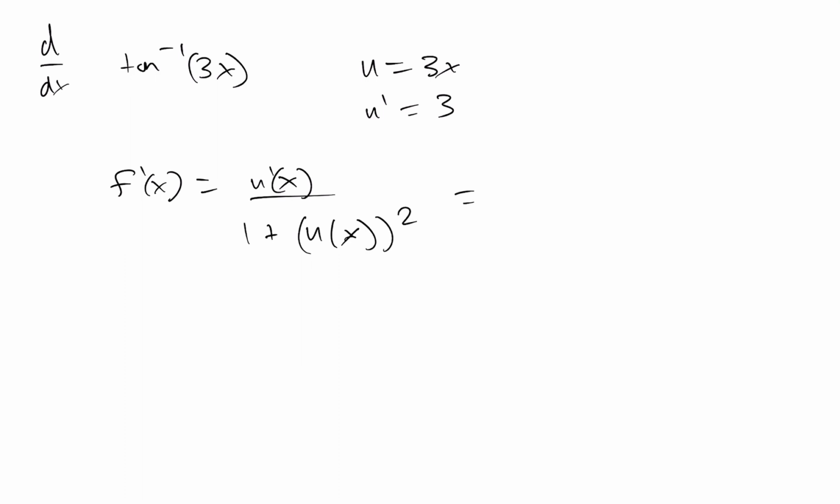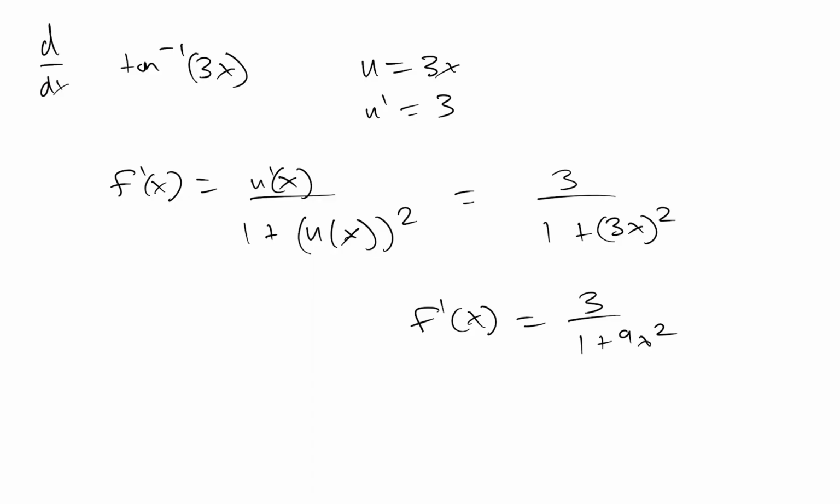Now we can simply sub in, so that'll be u prime of x is equal to 3 all over 1 plus 3x squared. And then we can simplify that. F prime of x is going to be equal to 3 over 1 plus 9x squared. And that's our derivative. Let's try another example.